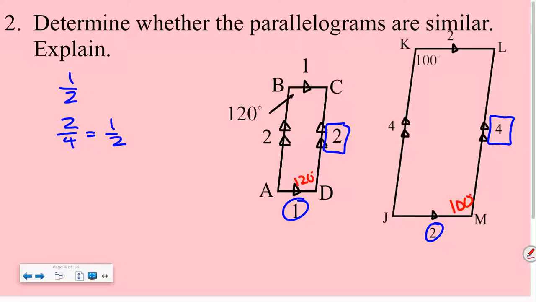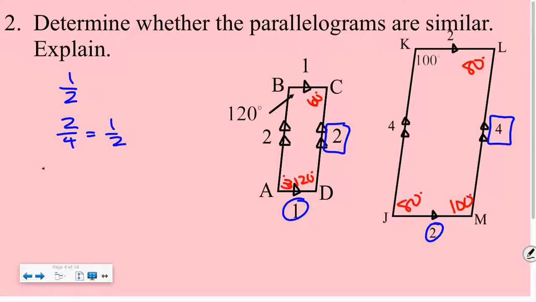They have to be supplementary, right? Same side interior, so J is going to be 80, which means L is... and over my other parallelogram, C would be... which means A is 60. So do I even have any angles that are congruent among the 2 parallelograms? No. So are these parallelograms similar? No.